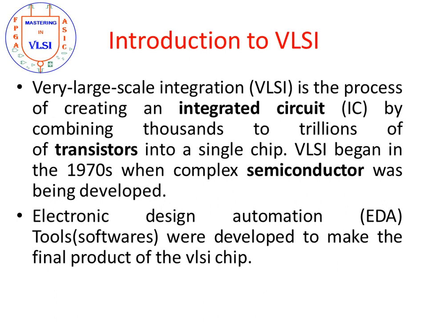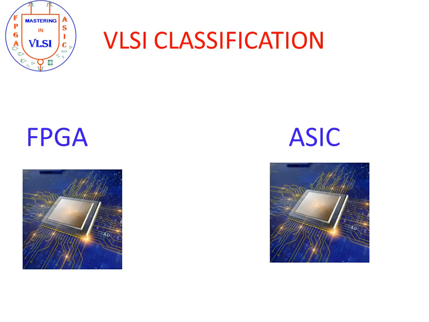That is the best example for VLSI. VLSI began in the 1970s when complex semiconductors were being developed. Electronic design automation tools were developed to make the final product, the VLSI chip. Basically, we can classify VLSI into two ways: one is FPGA, another one is ASIC.